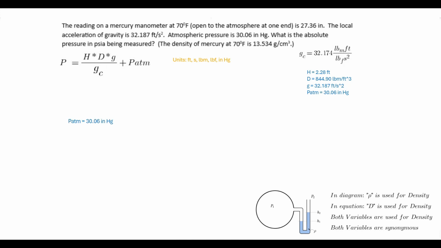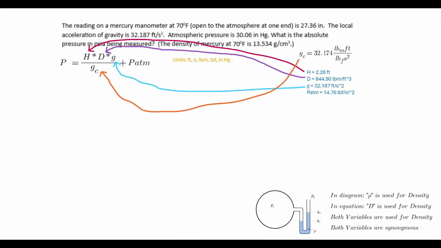Use dimensional analysis to get atmospheric pressure in the desired units. Use 1 inch of mercury equals 0.49115 pound force per square inch. Cancel the inches of mercury units and then multiply the top values together. Since the remaining bottom value is 1, the bottom can be ignored. The new derived value of atmospheric pressure is 14.76 pound force per square inch. Now you have all the variables of the right side of the equation in consistent units.